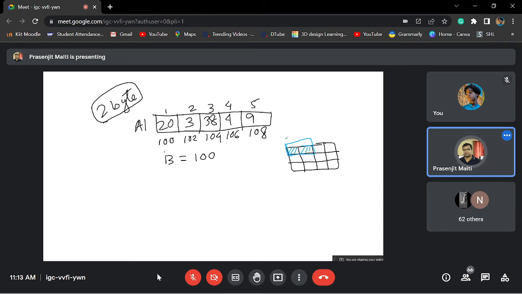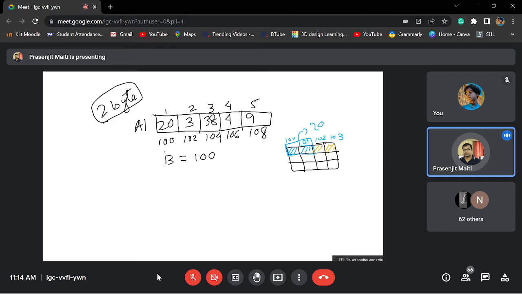The first one is 100, the second one's address is 101. So in our RAM, each memory location is 1 byte. To store one value 20, if you want to store 20 here, we require 2 bytes. So the first address is 100, the second address is 101, then 102, then 103. If you want to store 3, these 2 bytes are required, 102 and 103.